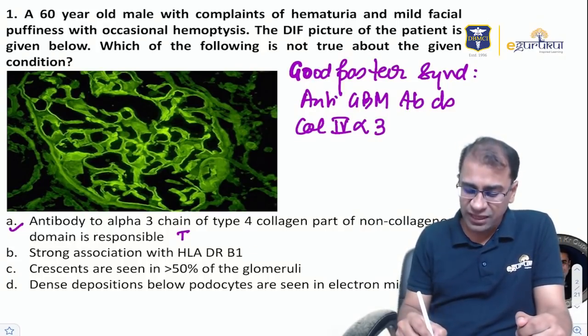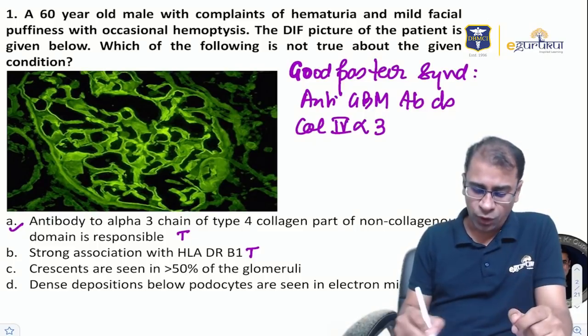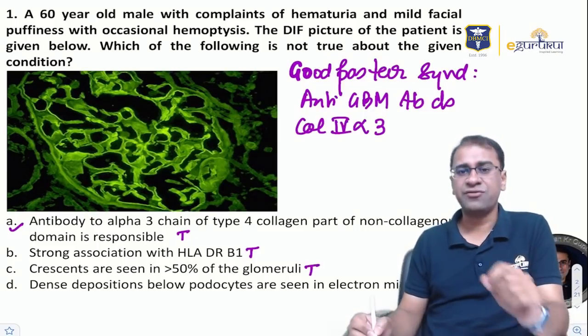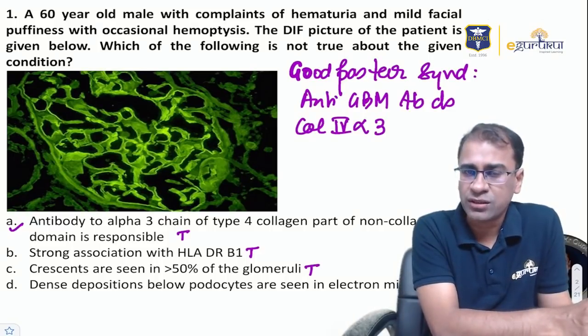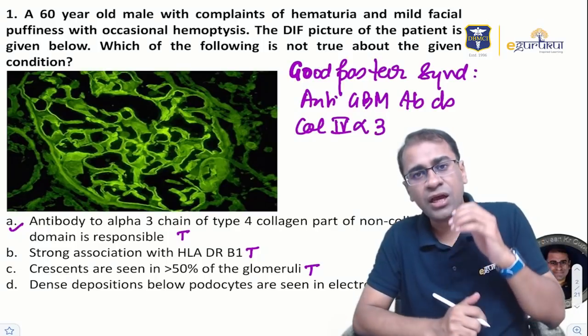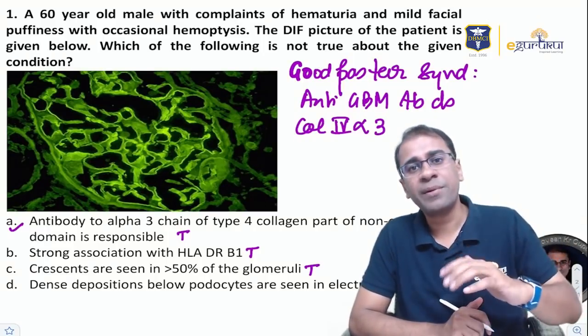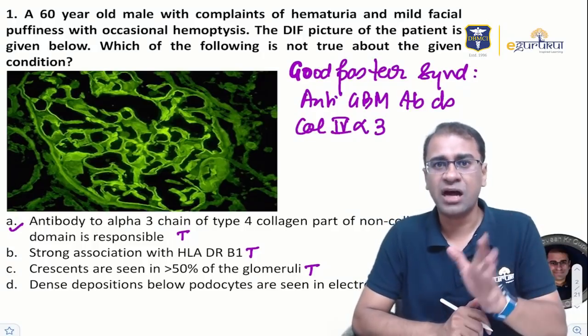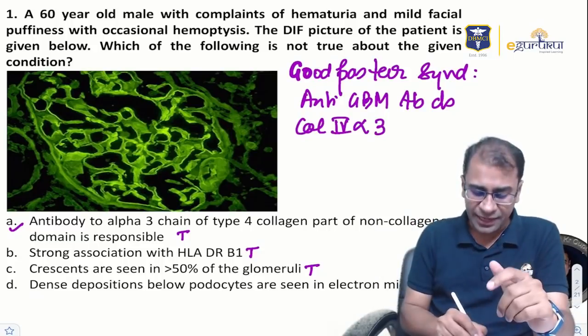Well, it is seen with HLA DRB1, that also is very much true here. Crescents are seen in 50%. Remember, the most common finding of the Goodpasture is RPGN. I'm not saying that the most common cause of RPGN is Goodpasture. What I'm saying is the most common presenting type of Goodpasture is RPGN, and mostly, as you remember, it's RPGN type 1.